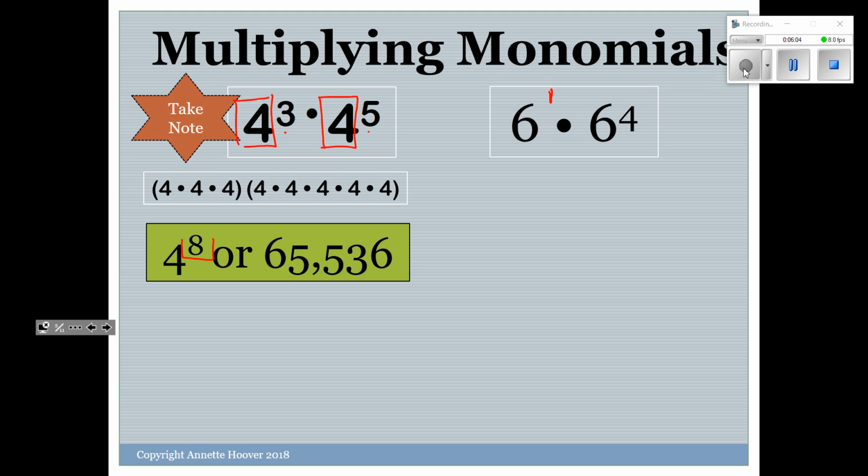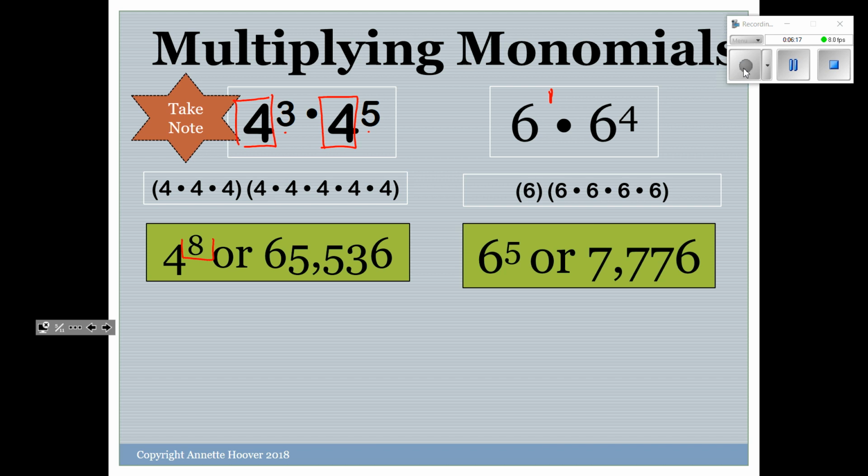So how many times are you multiplying 6 times itself? Well, this means the same thing as 6, that's the 6 to the first power. 6 times 6 times 6 times 6 is 6 to the fourth power. So that would be 6 to the fifth power. Or if you typed into the calculator 6 raised to the fifth power, that would be 7,776.